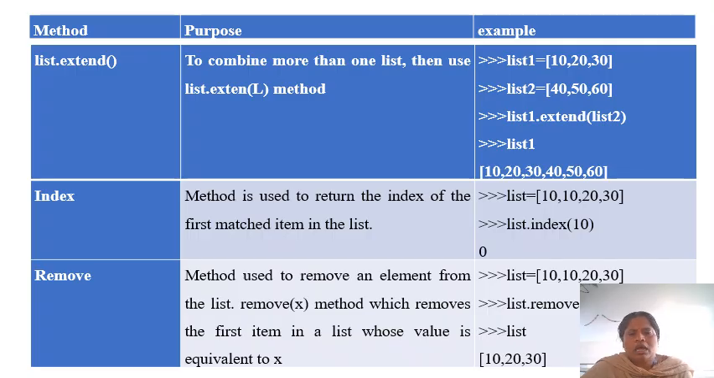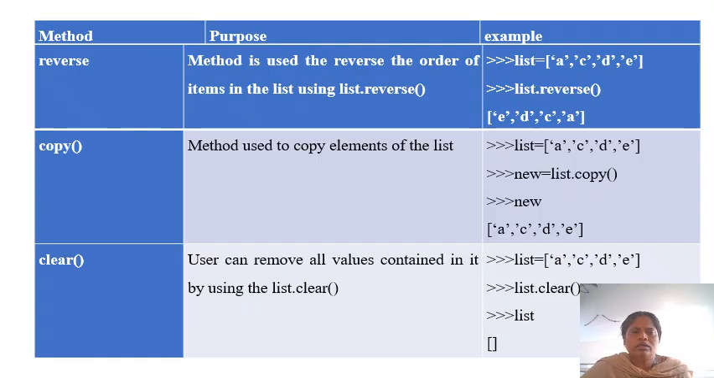Then index. I already discussed what index is. We can access the particular position of a value. And when you want to remove a value from the list, you can use remove. If more than one such value appears in your list, the first occurrence of the value is going to be removed. That is a very important point in the remove method.